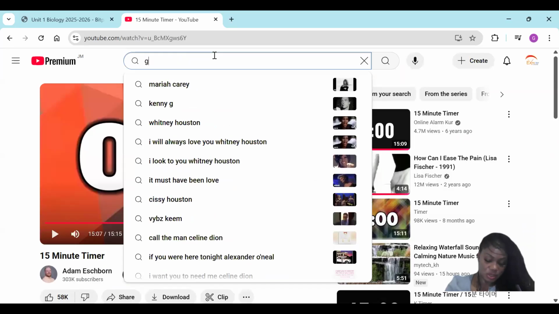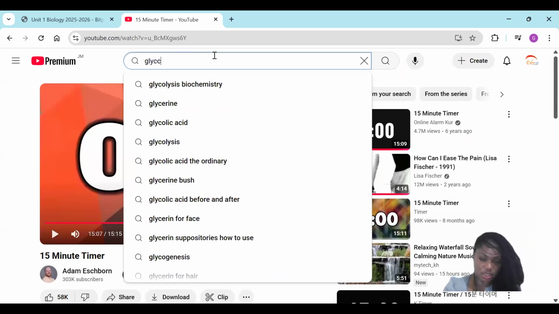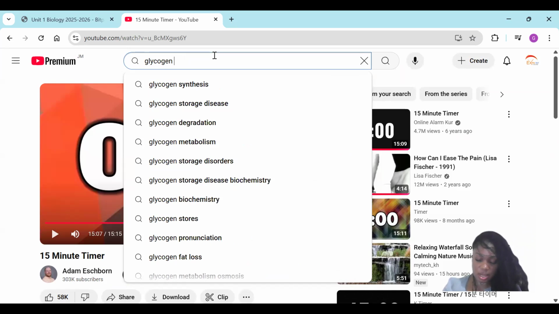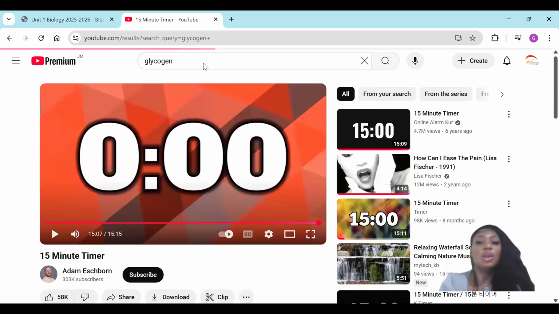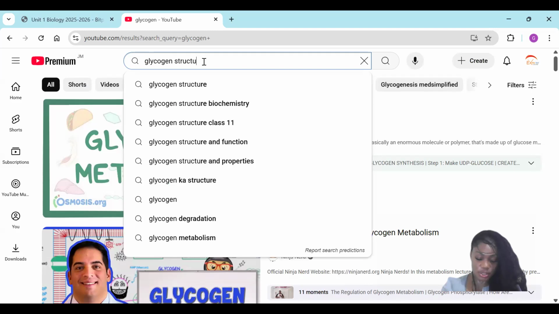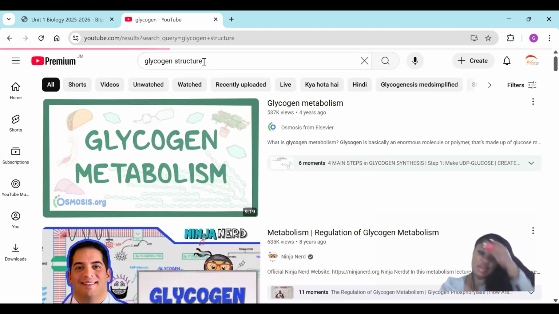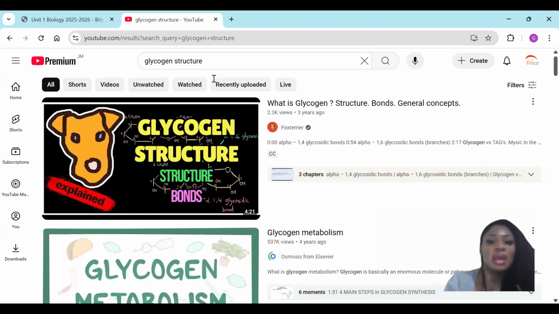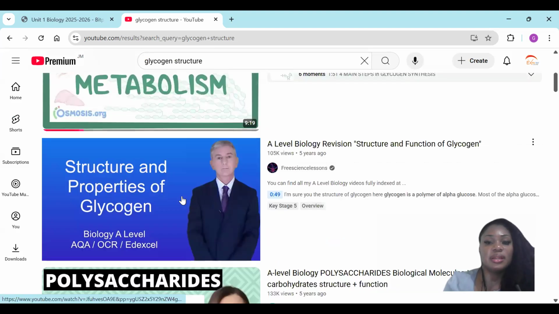Now that we have spent so much time learning about starch, it makes it easier for us to understand what we are going to do with the others, which is to basically learn their structure, then learn their function, and see how their structure allows them to be adaptive for their function. That's basically what we're going to be looking at.